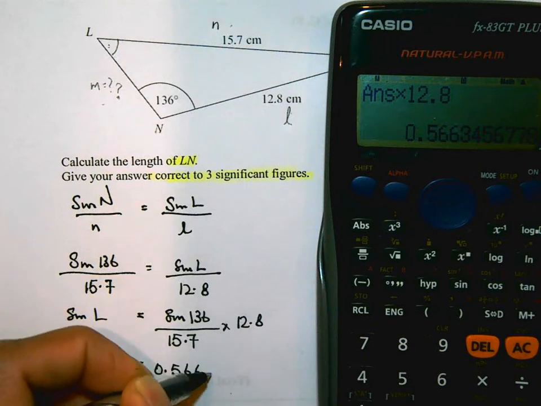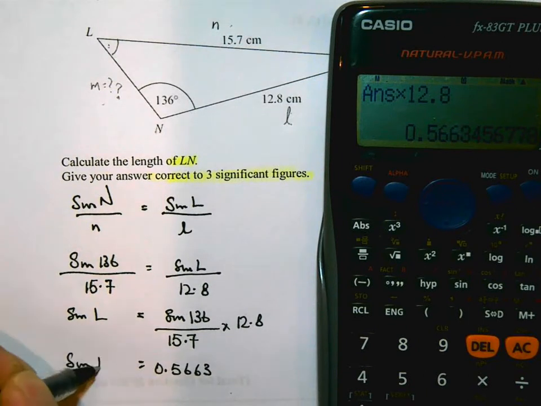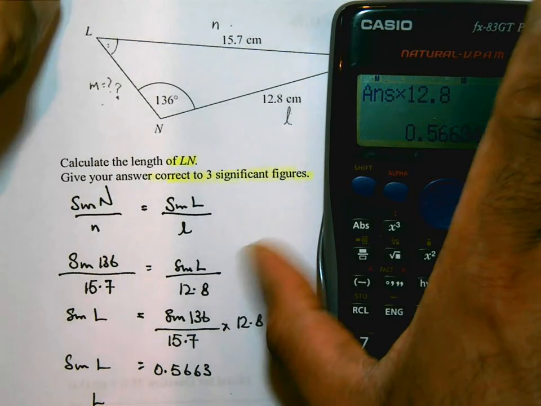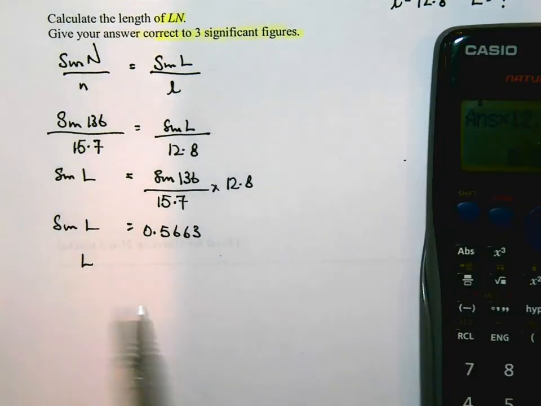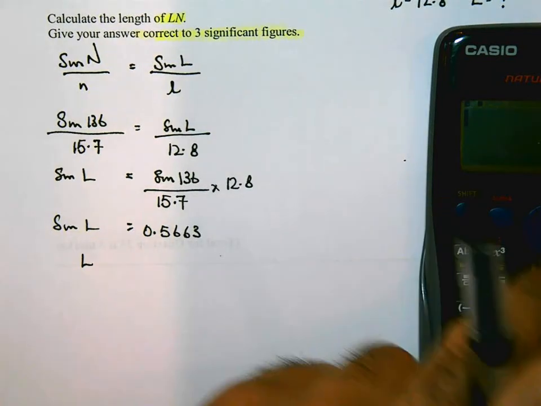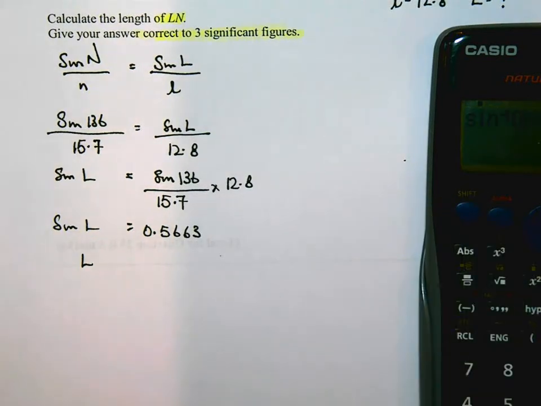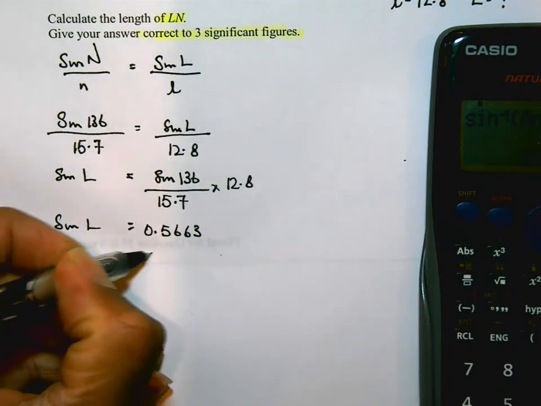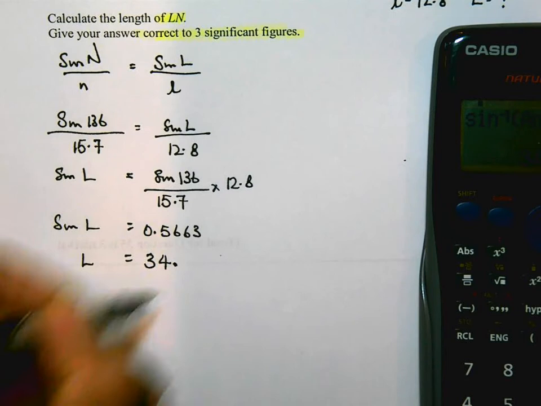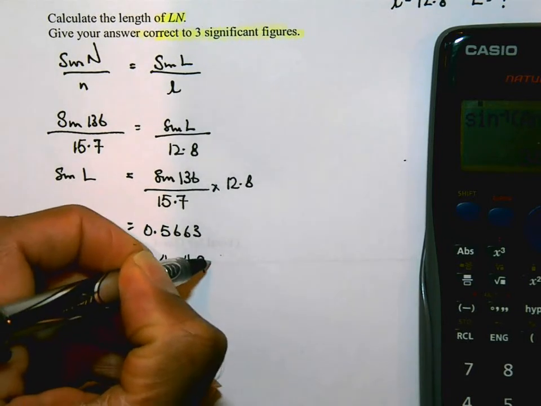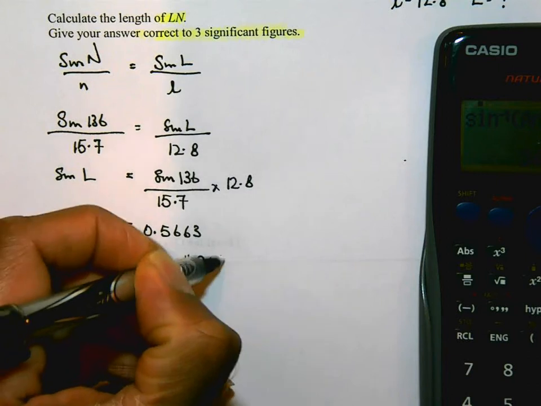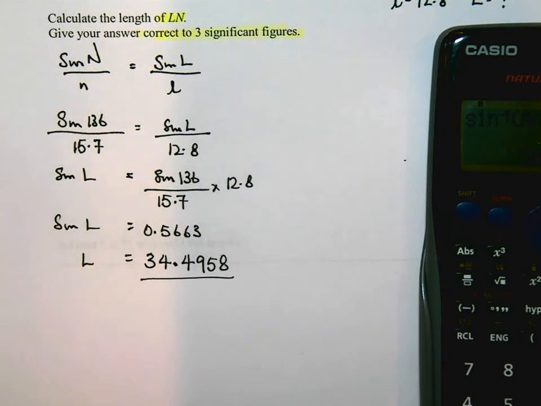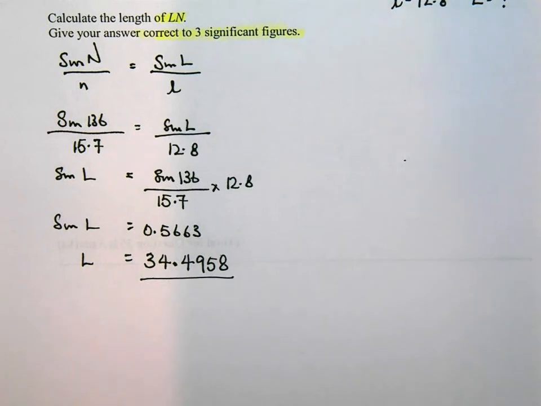0.5663. That's sine L. To work out what L is, I'm going to do the inverse sine of that value. So on my calculator, shift inverse sine, and I'm going to use the last answer that came up on the screen, and that gives me 34.49. Okay, so too many decimal places. I'm getting carried away there, but I don't need to round until the very end of the question. So that's what I've worked out. I've worked out that L is that many degrees.